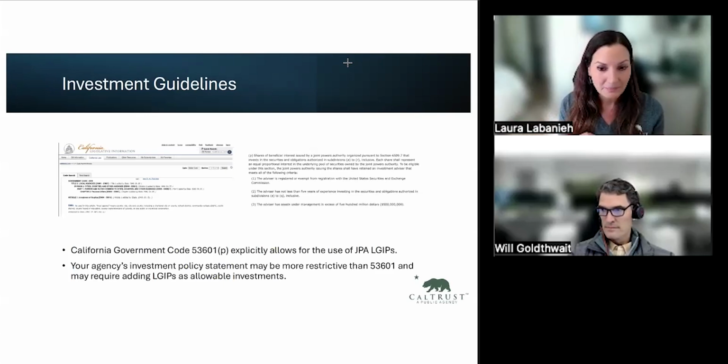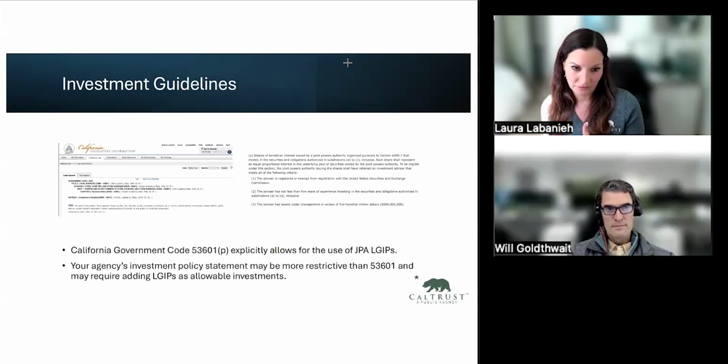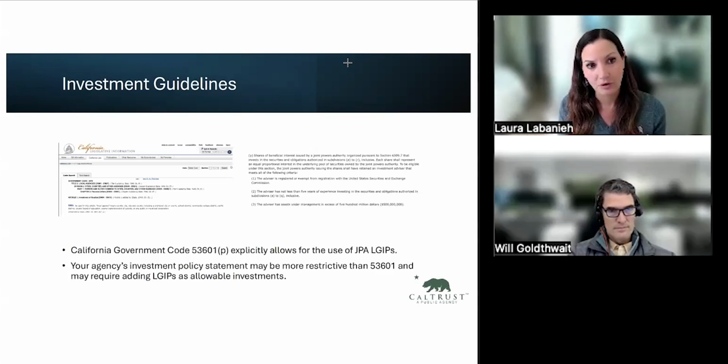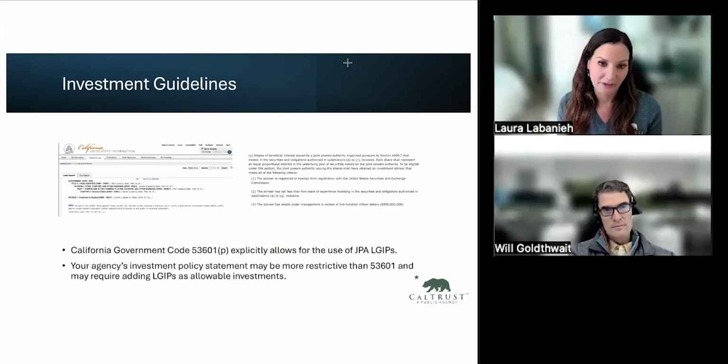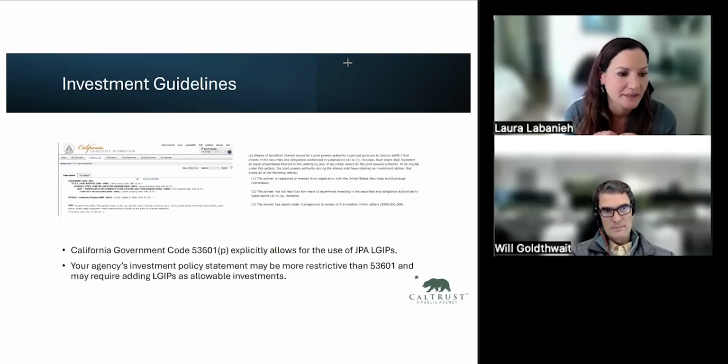It is Section P. One thing you do need to look at, though, is that your agency's investment policy may be more restrictive than 53601. So if you're looking to invest in an LGIP and you don't currently invest in one, you may need to amend your agency's investment policy statement to allow for the use of that instrument. That's one thing that's really important to look at.